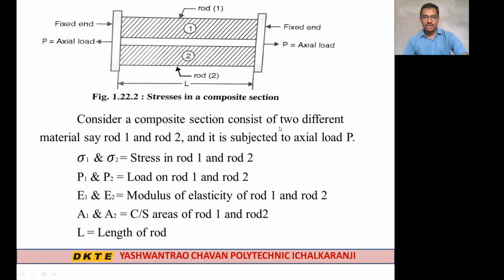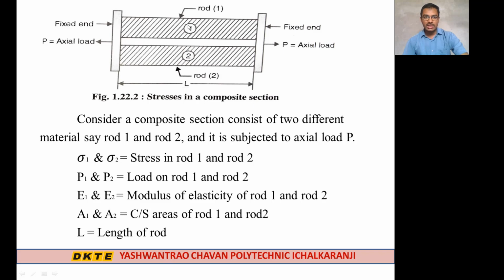Consider a composite section consisting of two different materials, say rod 1 and rod 2, subjected to axial load P. This is the composite section which is subjected to axial load P. L is the total length of the rod, and sigma 1 and sigma 2 are the stresses in rod 1 and rod 2. That is, stress in rod 1 is sigma 1, stress in rod 2 is sigma 2. P1 and P2 are the loads on rod 1 and rod 2. This total P is divided into two parts, P1 and P2.